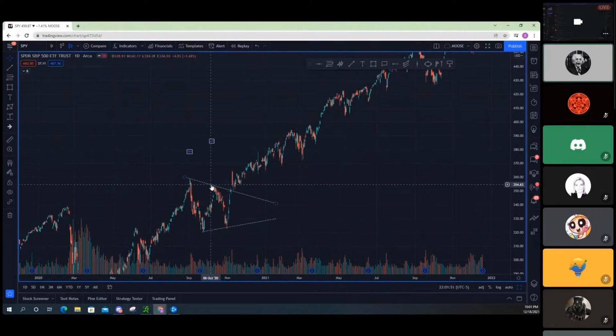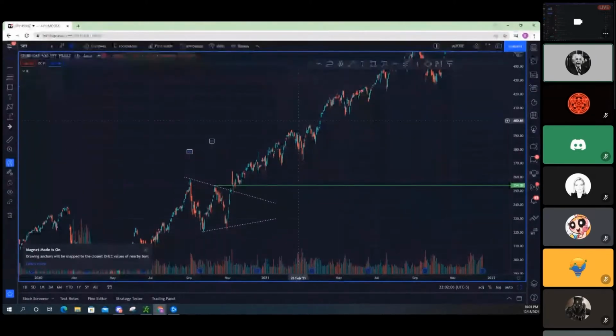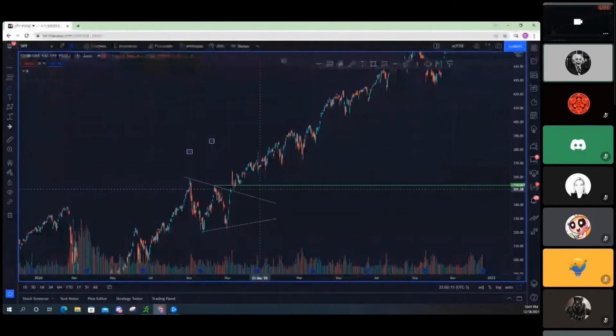So once you have a triangle that's forming like this, there's two ways you can play it. You can play the break of the trend line, this one here. This is your entry trend line, basically. Or, so for instance, the way I gauge this is here. So if I was to go to the high here, do you see the space that's in between here?